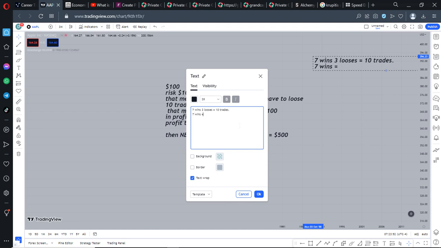7 wins is equal to 7 trades, right? 7 trades times $40. So if we click on our calculator and calculate that, sorry, I'm not good at math, so we have 7 times 40, and that would be equal to $280, right? So we made $280.